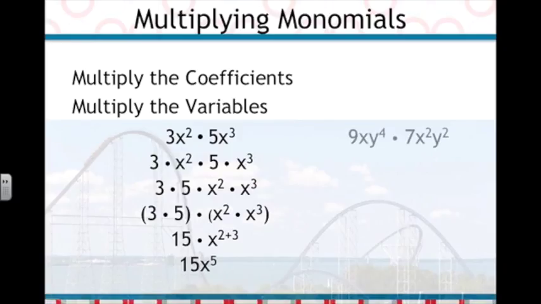Let's try one more. 9xy to the 4th times 7x squared y squared. First, we multiply the coefficient 9 by the coefficient 7. 9 times 7 is 63. Next, we multiply x to the first power by x to the second power, so we add the exponents 1 plus 2 to get x cubed. Finally, we multiply y to the 4th by y squared to get y to the 4 plus 2 power, which is y to the 6th. Now we have our final answer, 63x to the 3rd, y to the 6th.